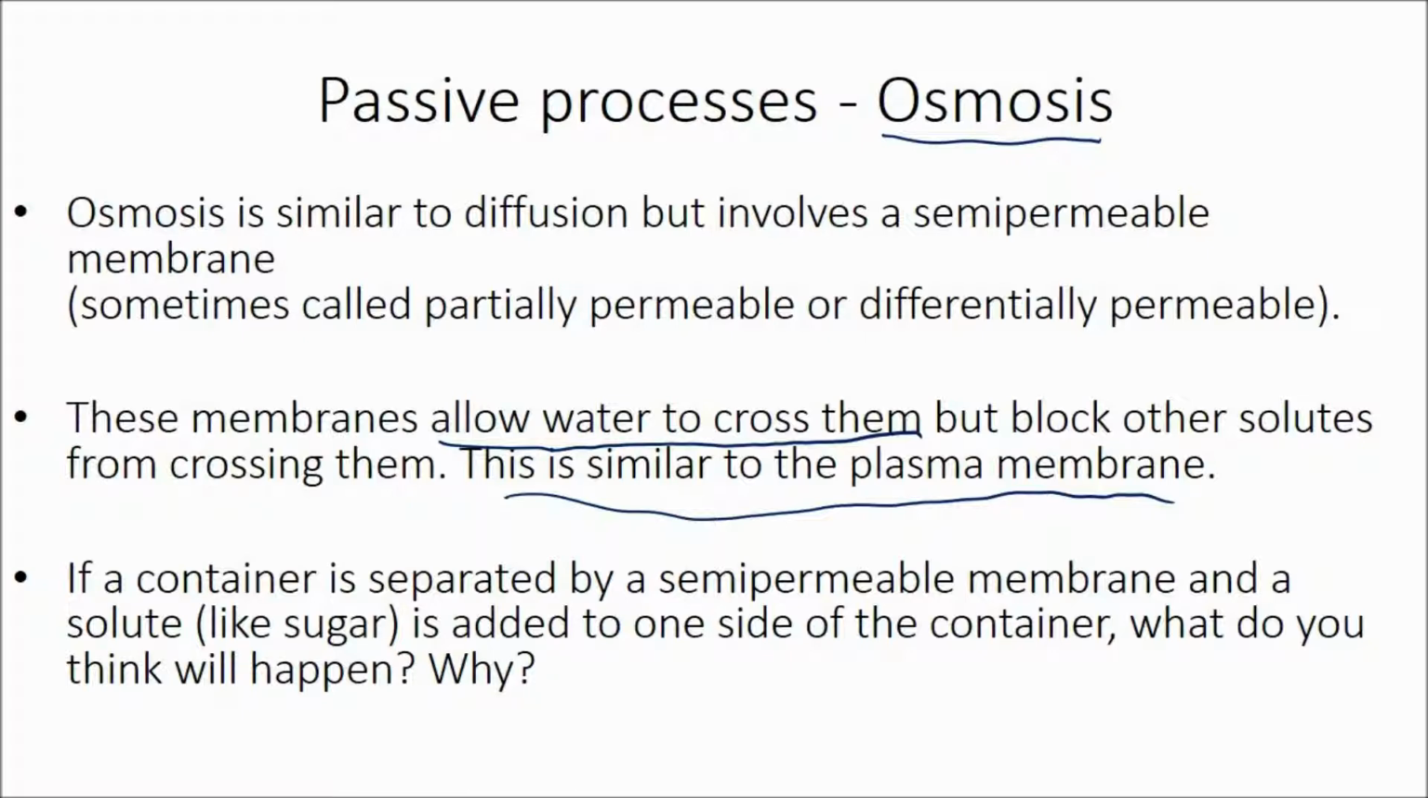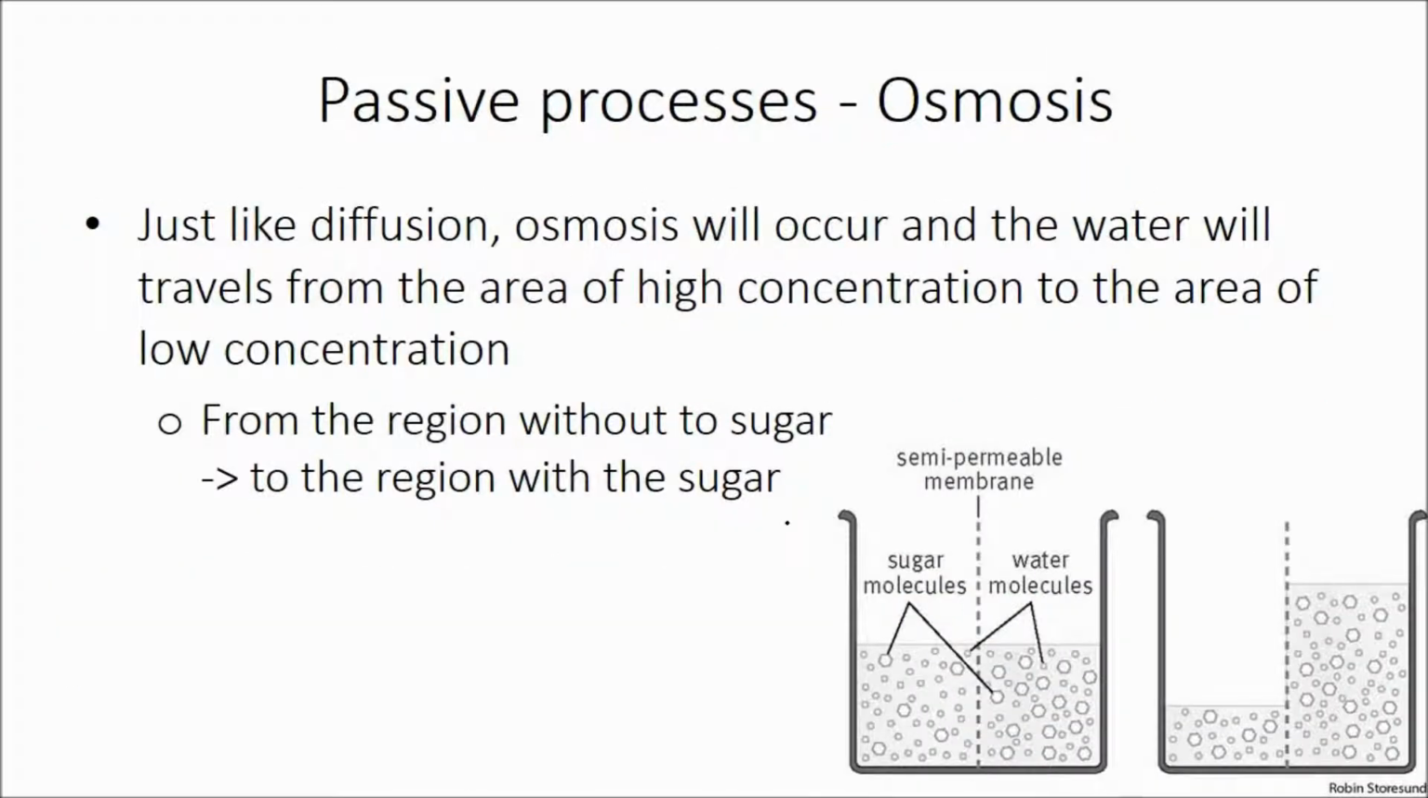I've got a question here on the bottom of this slide asking: if I have a container with two sections, separated by a semi-permeable membrane, and a solute such as sugar is added to one side of the container, what do you think will happen and why? Perhaps consider using some of the knowledge that you've gained thus far, thinking about how molecules may naturally move in a diffusion-esque manner. Hopefully you would have been able to get there.